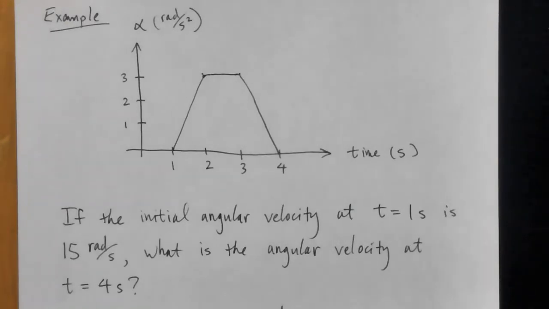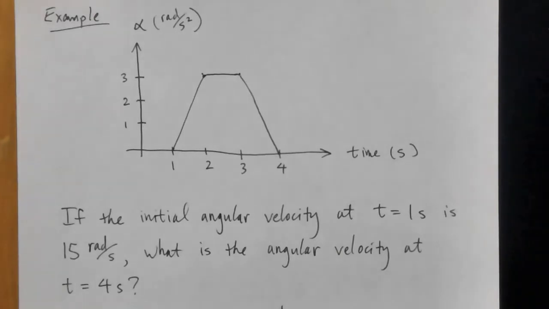we have a plot of angular acceleration alpha in radians per second squared versus time in seconds. And if the initial angular velocity at t equals 1 second is 15 radians per second, what is the angular velocity at 4 seconds?